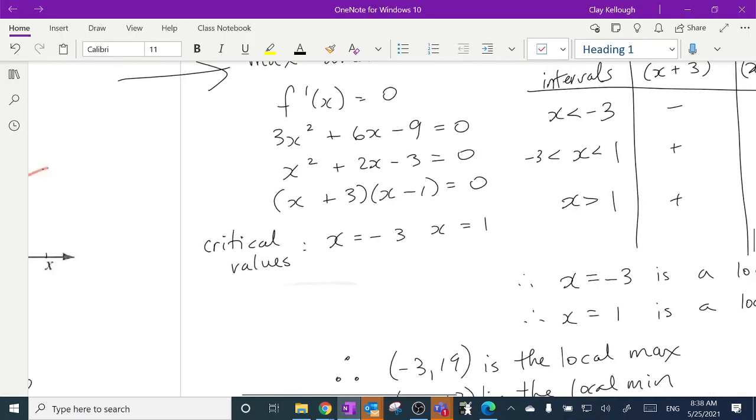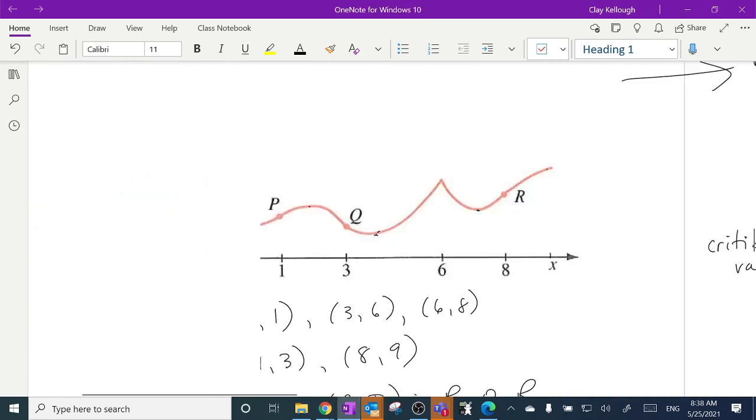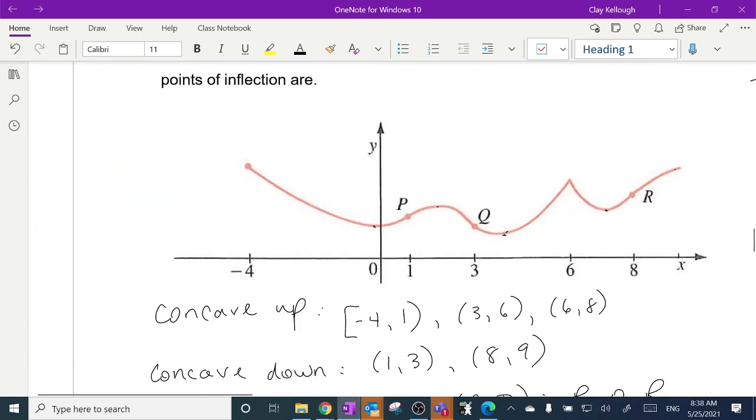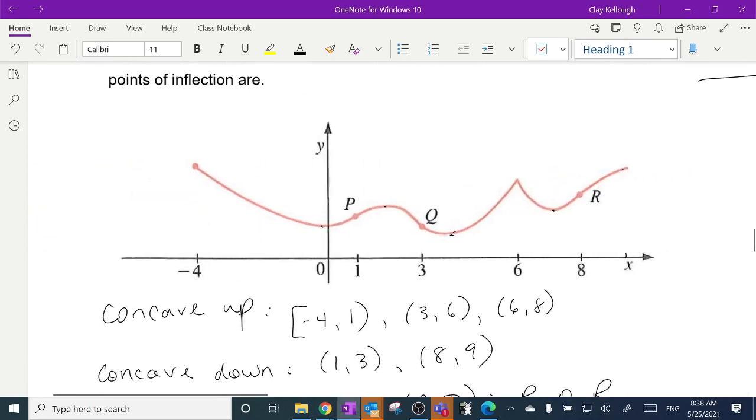So there we go. So now we have all kinds of new tools in our arsenal for how we could figure out what these graphs are.